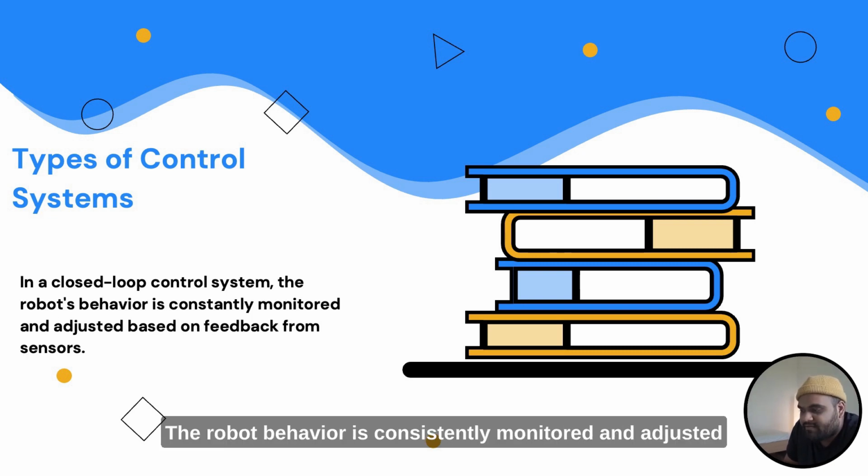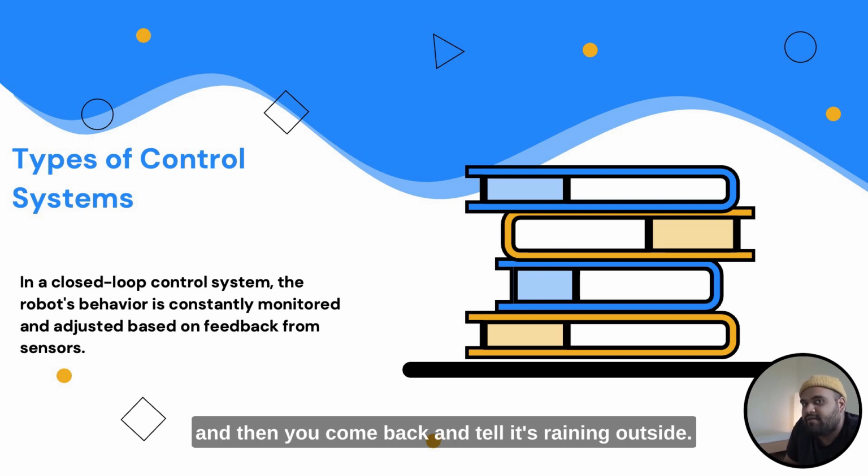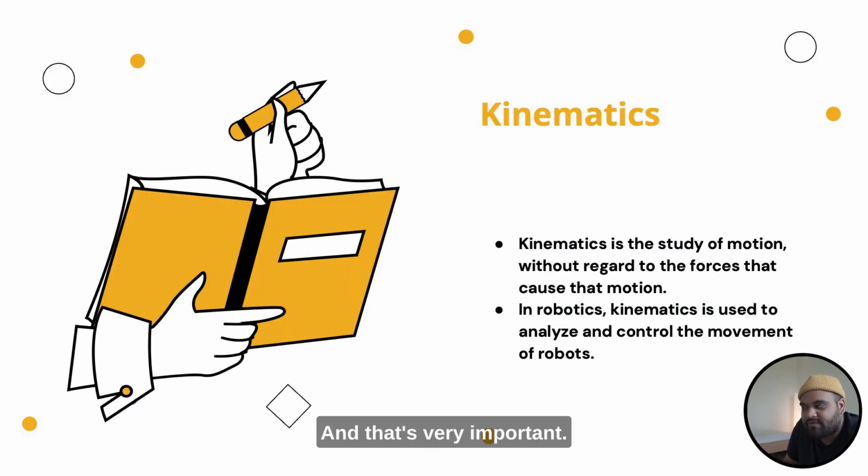The robot behavior is consistently monitored and adjusted based on the feedback from the sensors. You go out, you check if it's raining outside, and then you come back and tell it's raining outside. Okay. This difference of open and closed loop allows a robot to decide and be dependent or independent. Usually, all the autonomous robots have a closed loop system where they continuously keep updating the information depending on the feedback from the sensors, and that's very important.